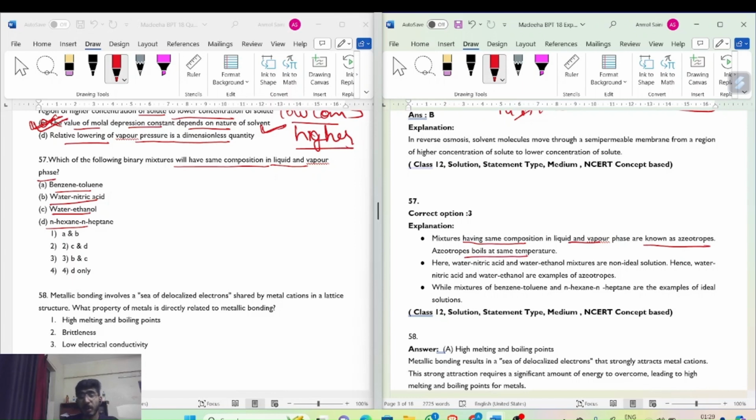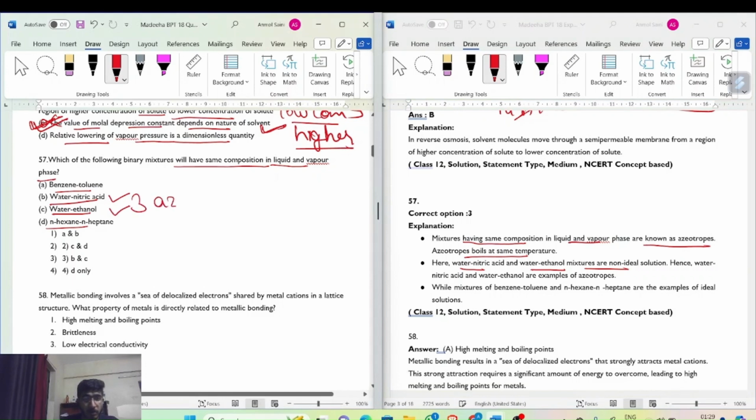temperature. Water and nitric acid as well as water and ethanol mixtures are non-ideal solutions. When they are non-ideal solutions, then they are azeotropes, and we know that azeotropes have the same composition in liquid and vapor phase. So water and nitric acid and water and ethanol both are azeotropes, so they will have the same composition in liquid and vapor phase. So the correct answer will be B and C. So option number 3 will be correct.